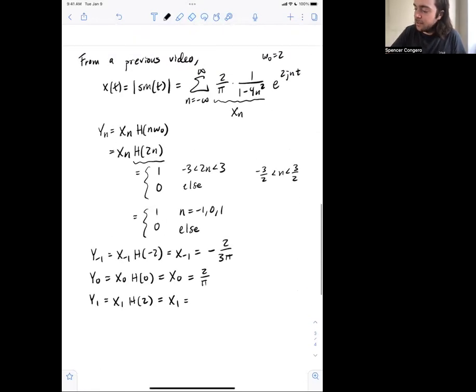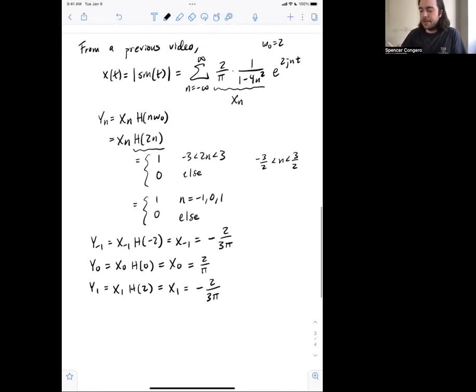And h of 1, well, if you look, the only time n appears is as an n squared. So whether I plug in 1 or -1 won't make any difference. So I'm going to get the same thing I got for x of -1, -2 over 3 pi. Okay, so what does that get me?